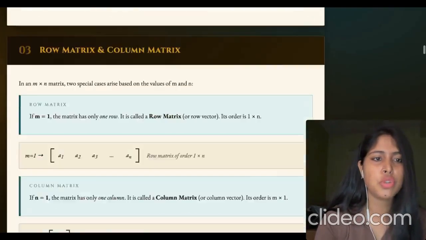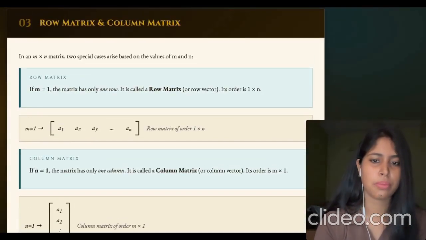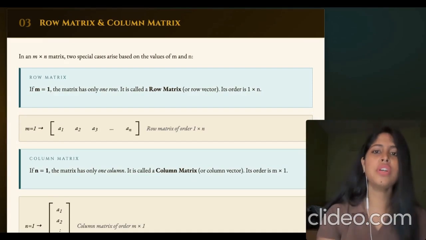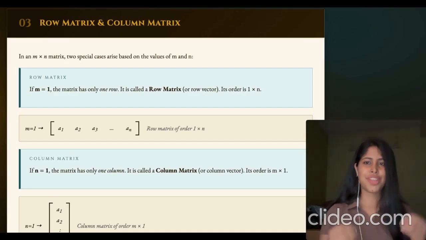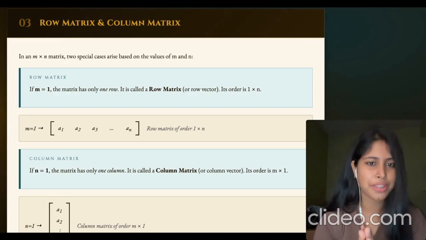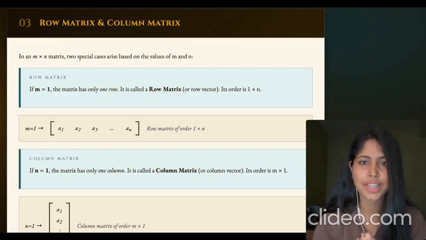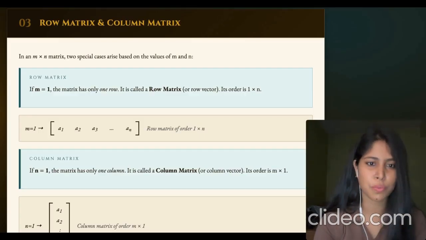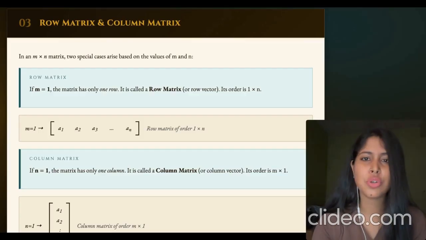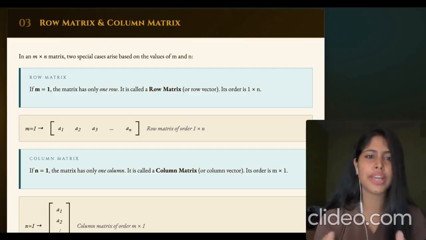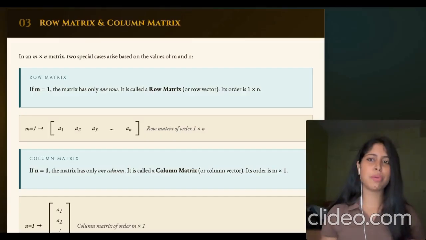Okay, coming to row matrix and column matrix. All right, now here's where it gets interesting. See here, what happens when m is equal to 1? When you have just one row, m was 1, right? So then your matrix will look like what? A single horizontal strip of numbers.